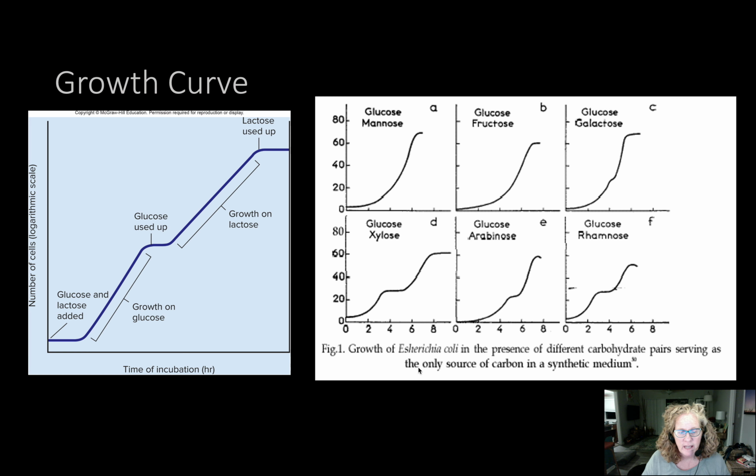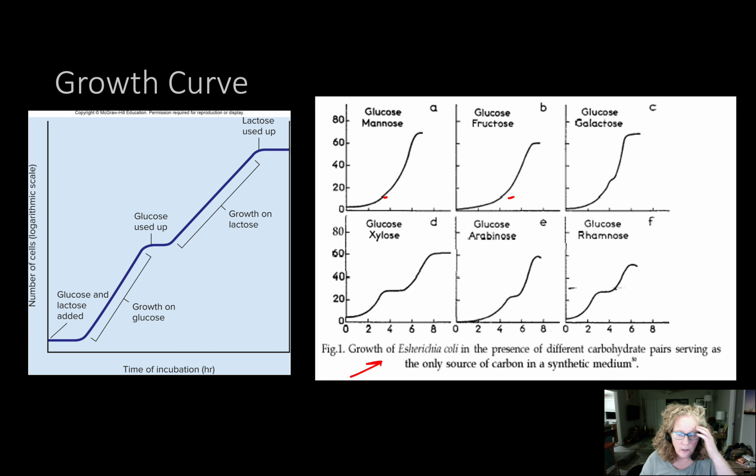So here are some examples from an actual research paper. This is E. coli being grown on different types of sugars. Now you can see here there's a slight diauxic growth, very little. Same thing with fructose. By the way, fructose is a monomer, right? Those are monomers, galactose too.